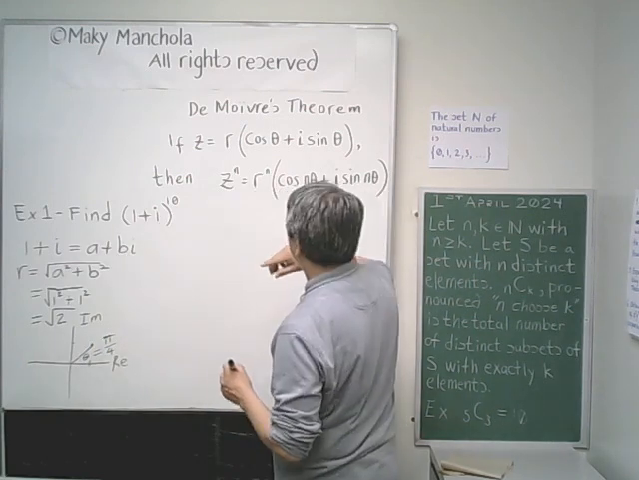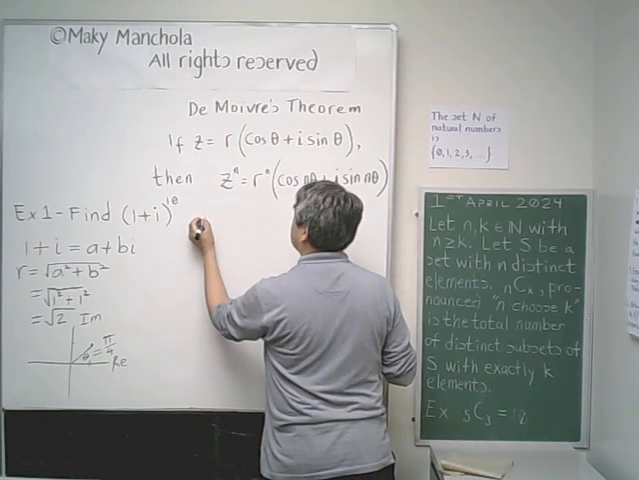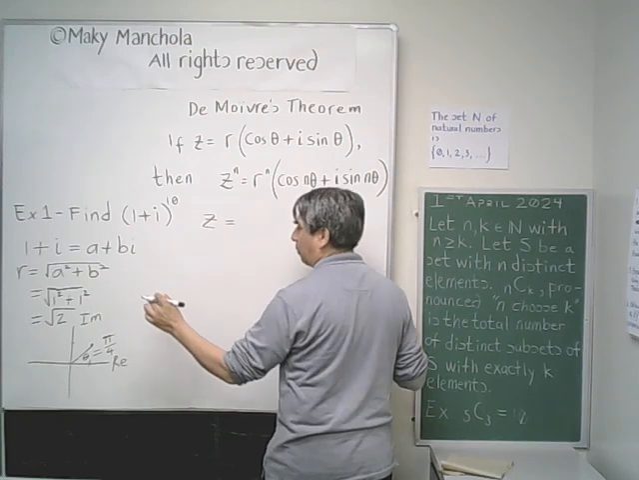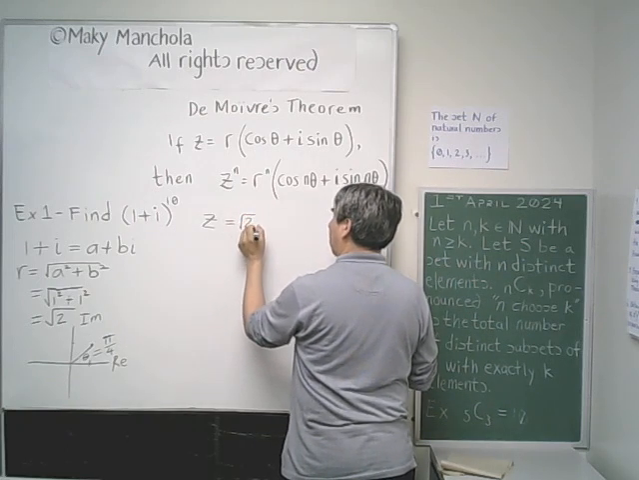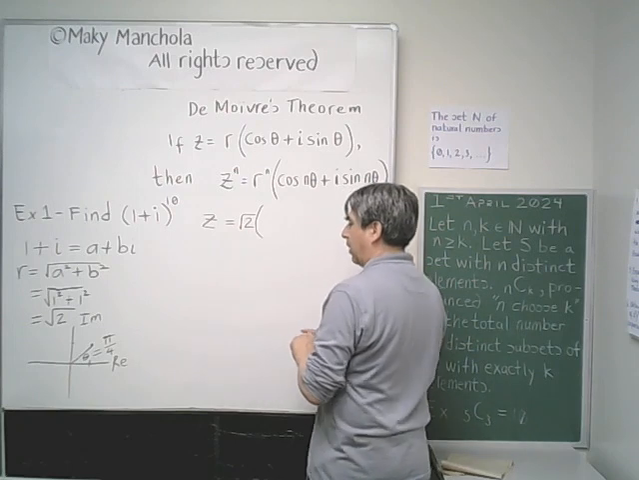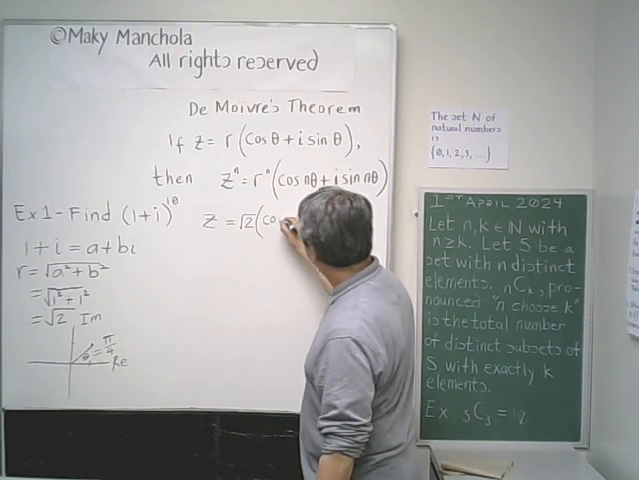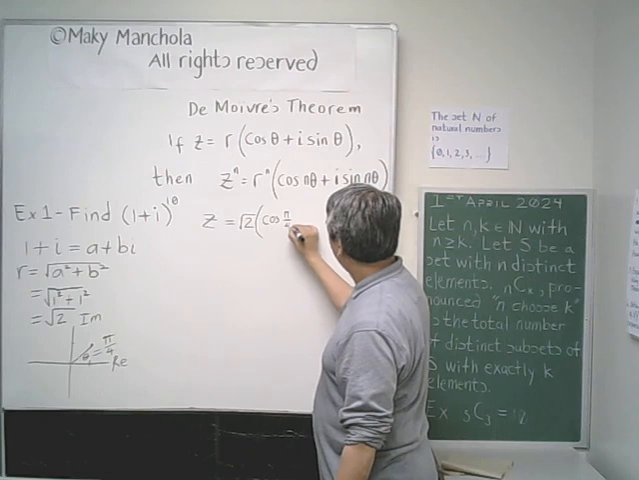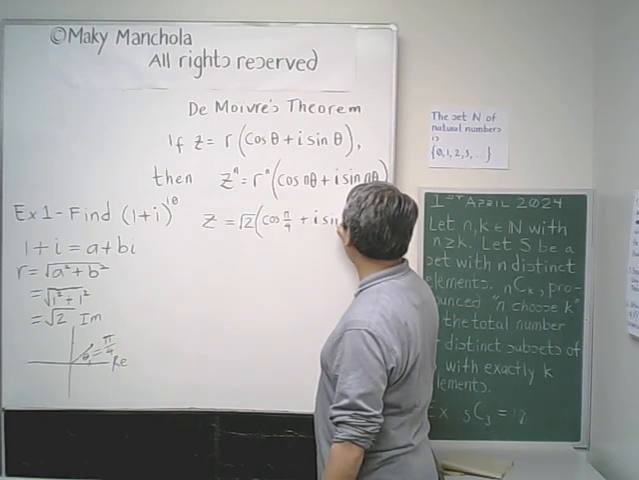Okay, so let's write our complex number in polar form now. So z is r, which is the square root of 2, multiplied by the cosine of pi over 4 plus i sine of pi over 4.